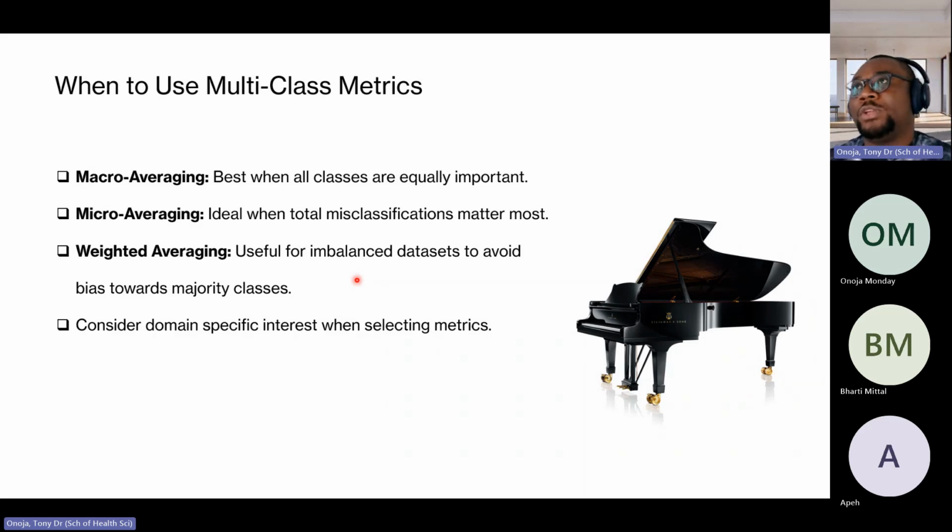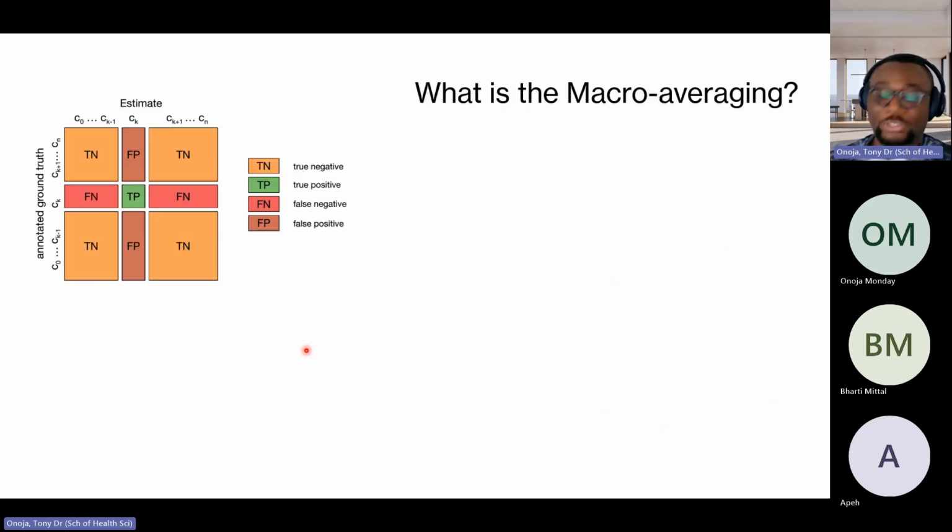But the moment you build a model that is always saying it's not fraud, even when it's fraud, then there's a problem, because a lot of the fraudsters will get away with their evil, and the model will not flag them down. So you have to make sure that you're able to build a model that when it sees fraud, it will say this is fraud and it will flag it down. So consider domain-specific interest when selecting the metrics.